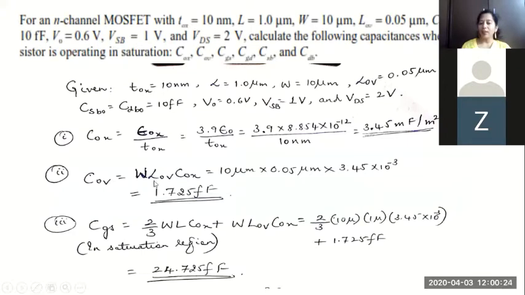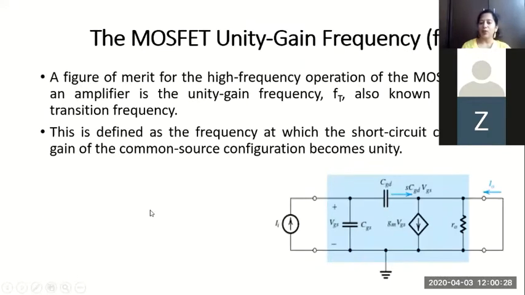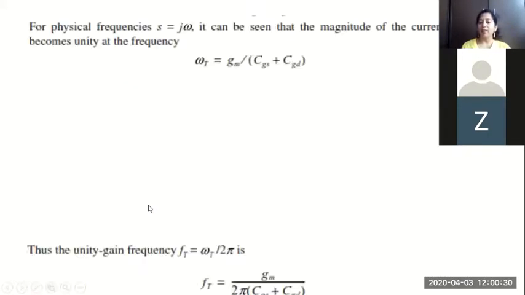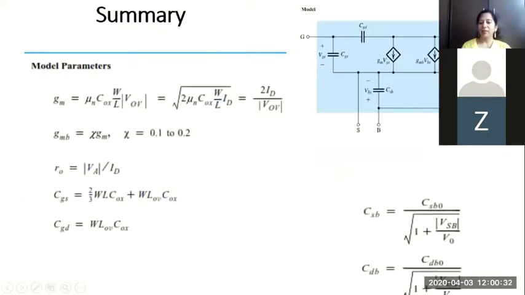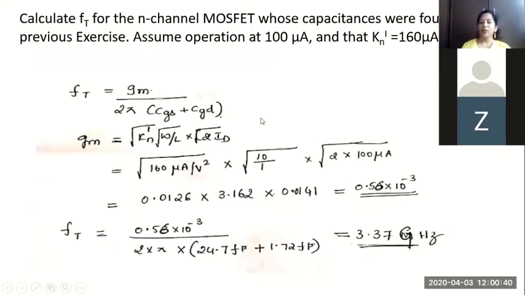All the values are as given in this problem. All capacitance values also are the same. All you have to find here is ft. So you have to find ft, for which he is giving us the operation current and Kn dash. So remember, ft is calculated as gm by 2 pi into Cgs plus Cgd.